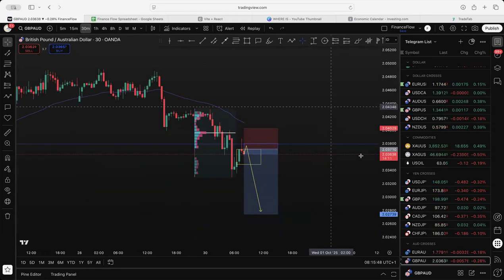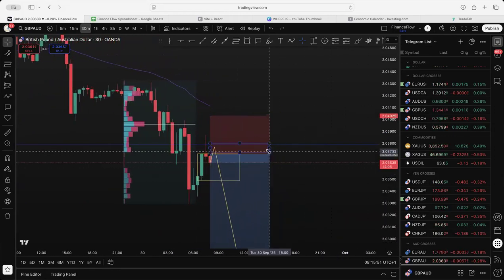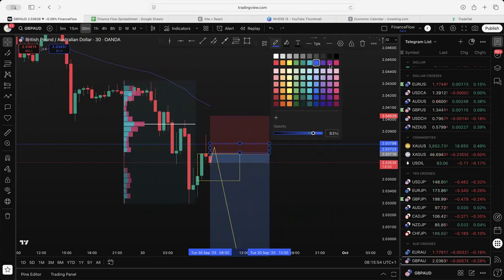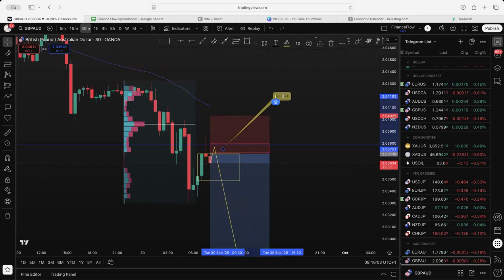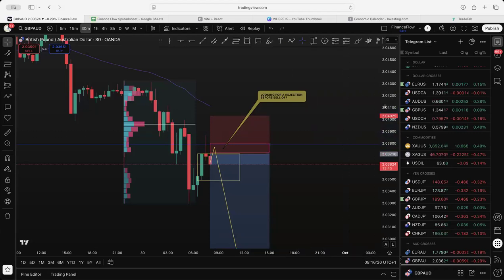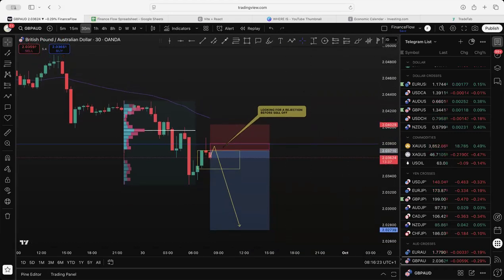I really like this. Obviously, as I explained, let's create boxes now. Let's make them a nice red box here. So let's do this here. That can stay capitals. A rejection before sell off. Let's make it nice and easy. There we go. So GBP AUD is also one that I was looking at. There was also one more which we were looking at today.